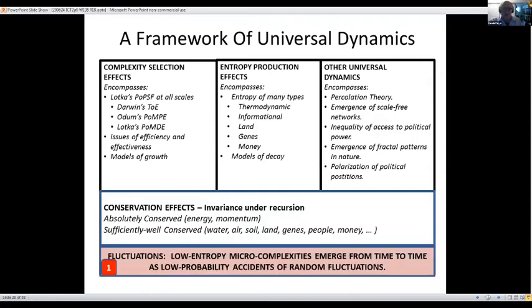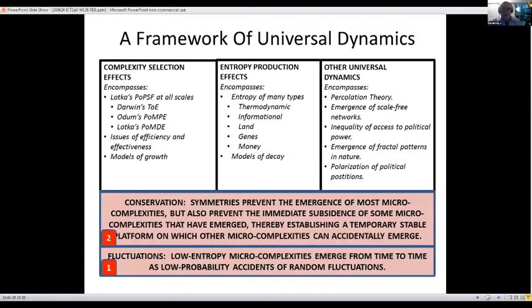Fluctuations and recursions. Low entropy microcomplexities emerge from time to time as low probability accidents of random fluctuations. So that's a creative process coming from the bottom. Conservation. Symmetries prevent the emergence of most microcomplexities, but also prevent the immediate subsidence of some microcomplexities that have emerged, thereby establishing a temporary stable platform on which other microcomplexities can accidentally emerge. So we have a creative process pushing against a damping process.